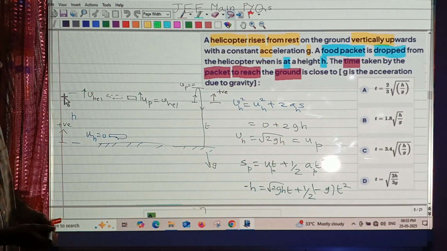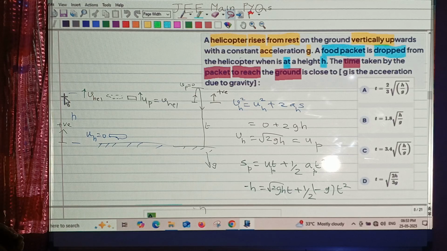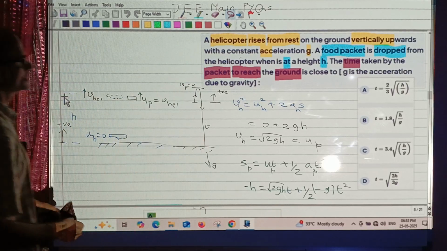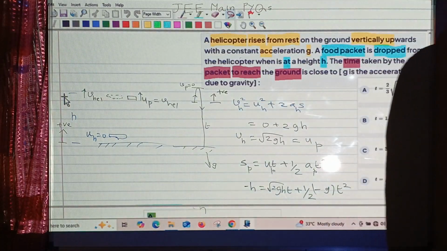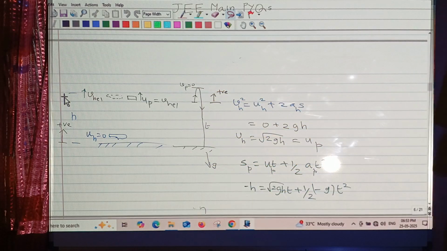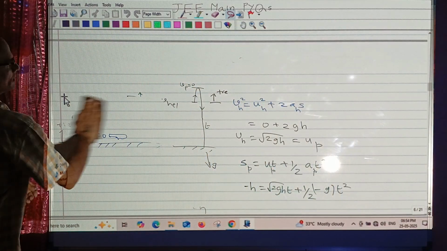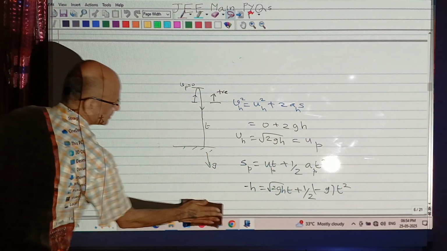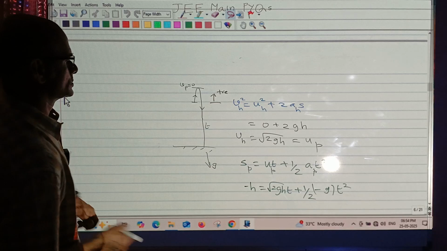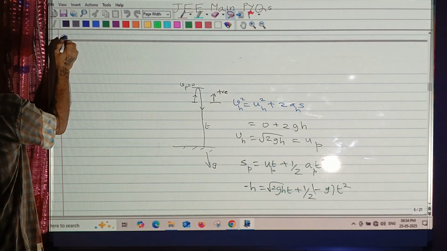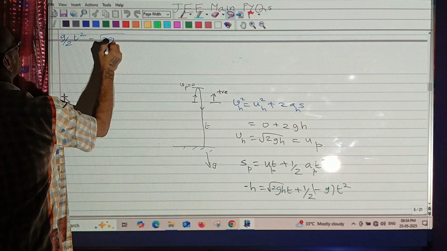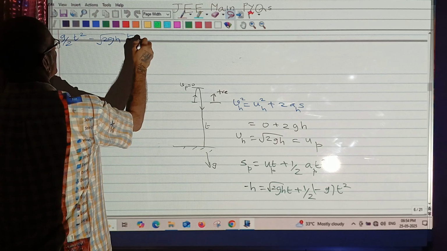And then t square. So this is a quadratic equation which you have to solve to get the time taken for the packet to reach the ground. So this we can rewrite as g by 2 t square minus root 2gh t minus h equal to 0.